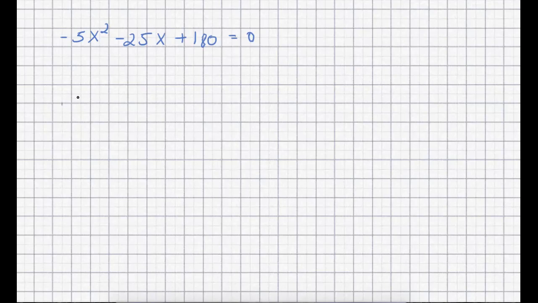So we can divide everything by 5. Why? Then, if you divide by 5, you have minus x בשנייה, minus 5x. Oh, right. And how much is 180 divided by 5? But wait, why can I divide it all by 5?